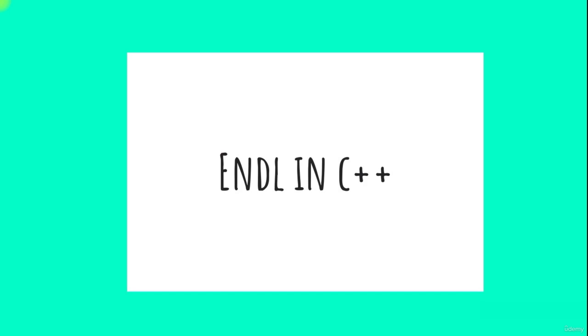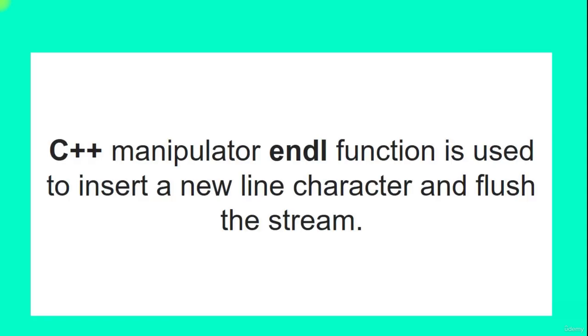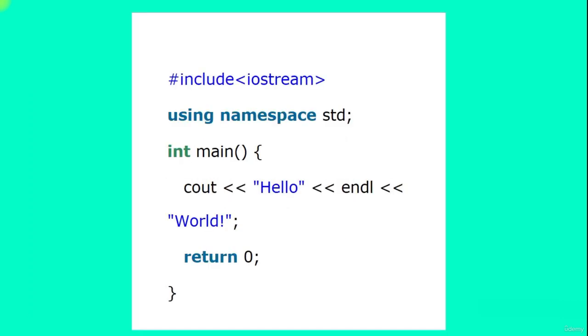Hello and welcome back. In this video, we are going to understand the functionality of endl in C++. Okay, endl is used to insert a new line character and flush the stream to the next line. Let me explain this in more practical terms. For the demonstration, we'll have a look at this program.